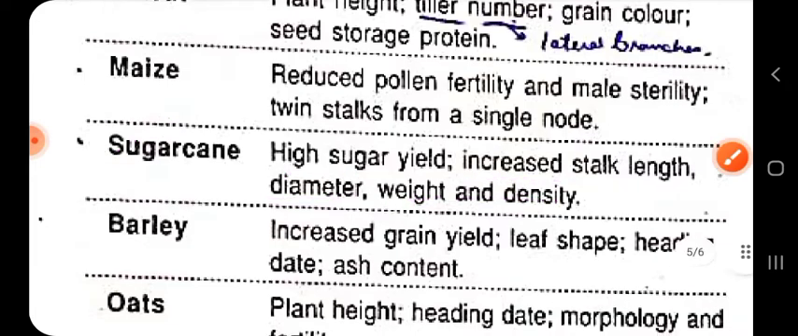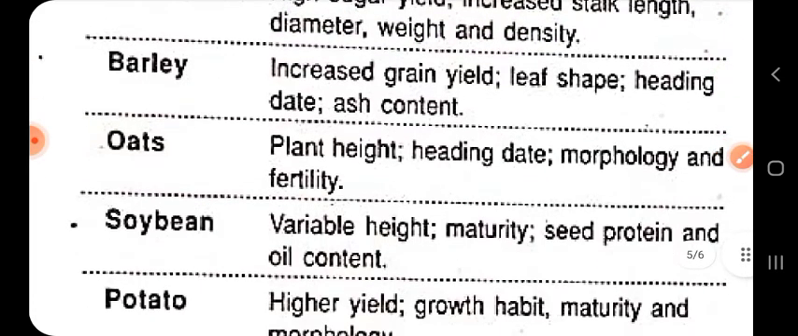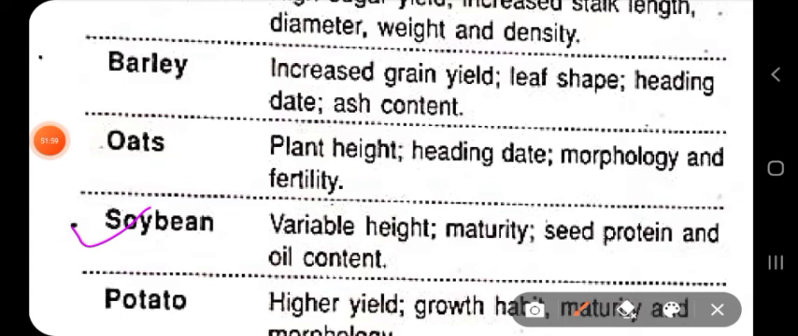Then let's see the soybean. In soybean, we have induced variable height, maturity, seed protein, and oil content, because soybean oil is extensively used nowadays throughout the world.